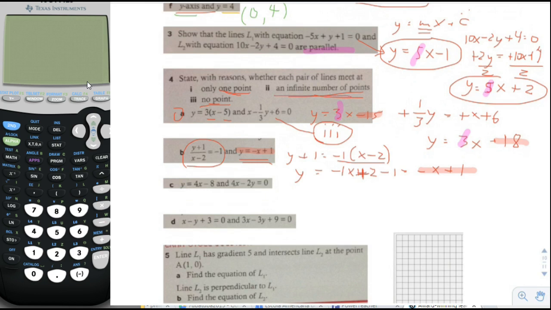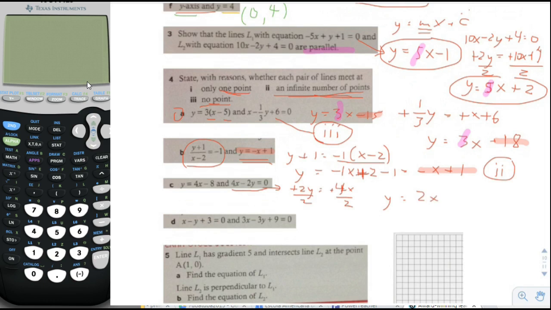So they meet at an infinite number of points. Okay, next one. y equals 4x minus 8 and 4x minus 2y equals 0. So let's convert this one to gradient-intercept form. You have negative 2y equals negative 4x. Multiply both sides by negative 1, so you get 2y equals 4x. Divide both sides by 2, and you get y equals 2x.